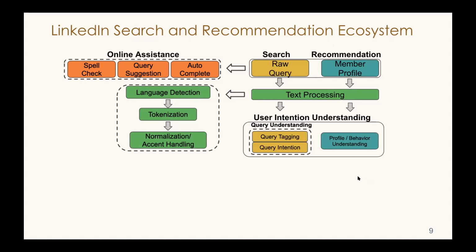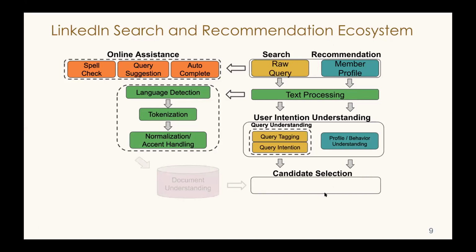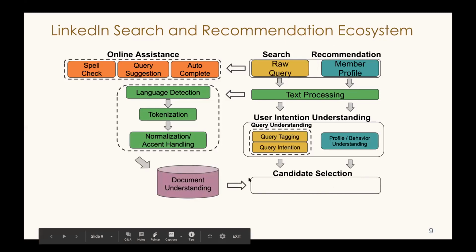Okay, now let's say we understand the user intent. Then the next step is trying to fetch a set of candidates, right? These candidates could be relatively large, but as long as downstream ranking can handle it, and as long as it has good recall, containing most of the relevant documents. So inevitably, it will be working together with document understanding. And document understanding also needs to go through the text processing process.